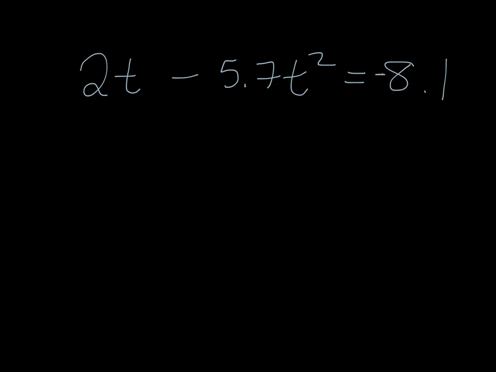So, take a look. We've got 2t minus 5.7t squared equals negative 8.1. This is what's going to happen in the physics problem. You're going to get an equation like this, but you need to put it in the correct order, and you need to move everything over to one side. So, start by putting in the right order and move that 8.1 over so it's on the correct side. So, Kian, what do you got for me?